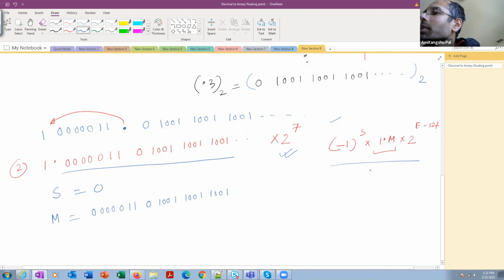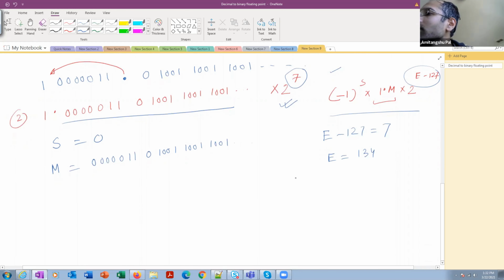And what is the exponent part? Here 7 is equal to e minus 127. So e minus 127 is equal to 7, so e is going to be 134. 127 plus 7 is 134. So 134, if I convert it to binary, what is going to be the corresponding binary number?